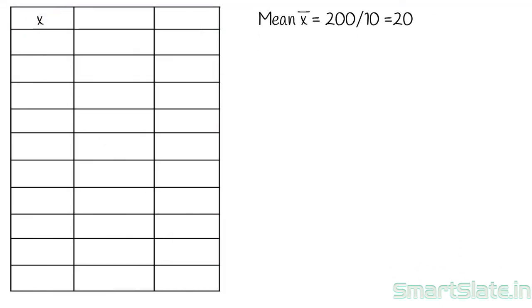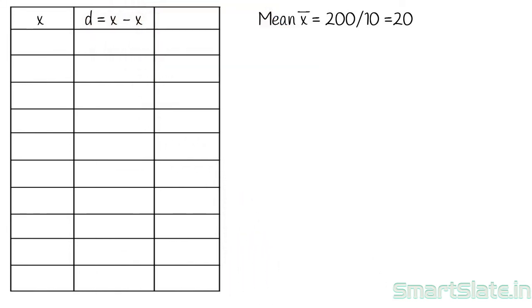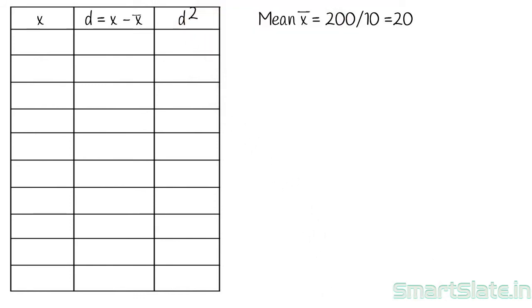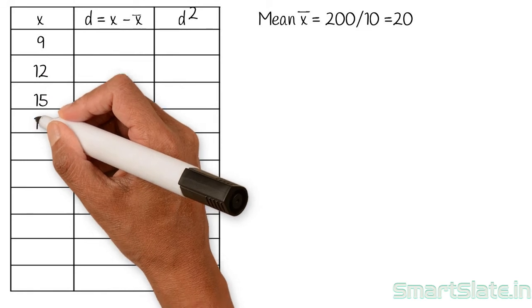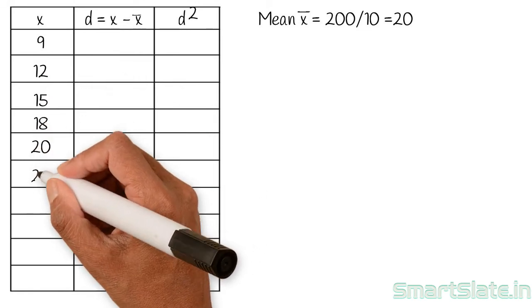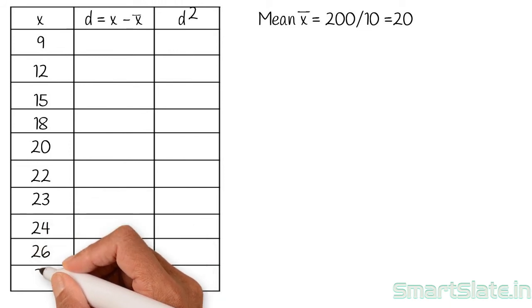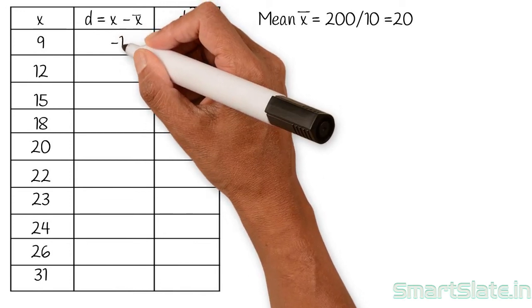This is x. Deviation d, which is x minus x bar. Square of deviation, d square. The given scores are 9, 12, 15, 18, 20, 22, 23, 24, 26 and 31. Let me find the deviation of each of the scores. Since 20 is the mean, deviation of 9 is 9 minus 20, which is minus 11.